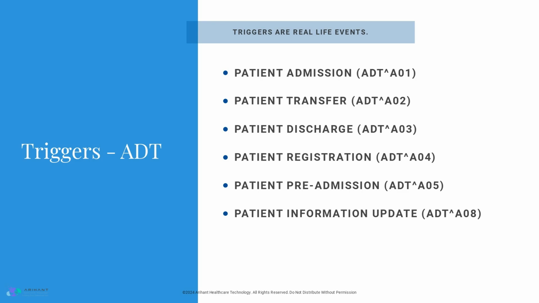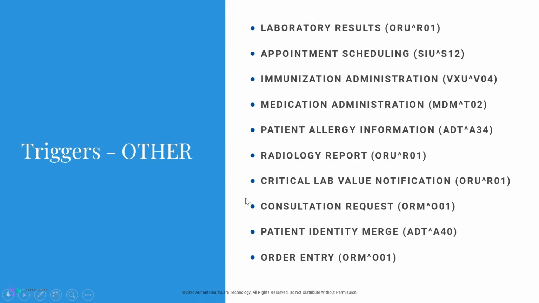Patient pre-admission is before the patient is scheduled for admission. When a patient's upcoming surgery is scheduled, the ADT A05 message provides pre-admission details such as the anticipated admission date and time. That's why ADT A05 is used. Then patient information update: if there are any changes in the patient information, or if it was incorrectly entered, then the patient update message is triggered. Along with this ADT, there are also cancel patient admission, ADT A11, cancel patient transfer, patient identity merge, and order entry. These kinds of messages have their triggers.